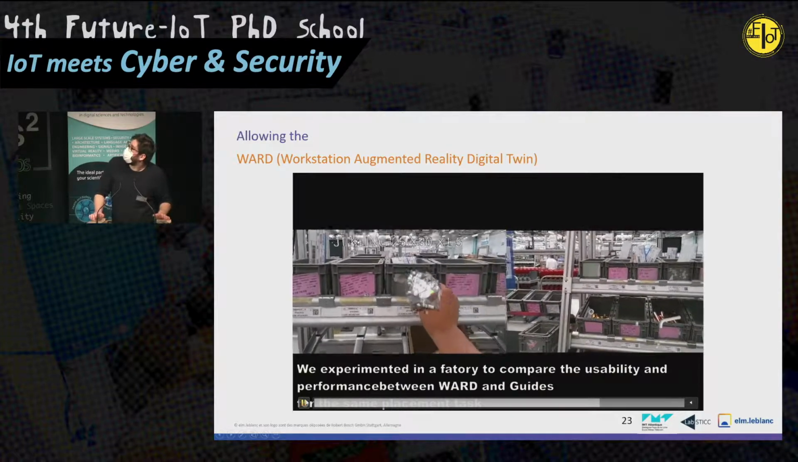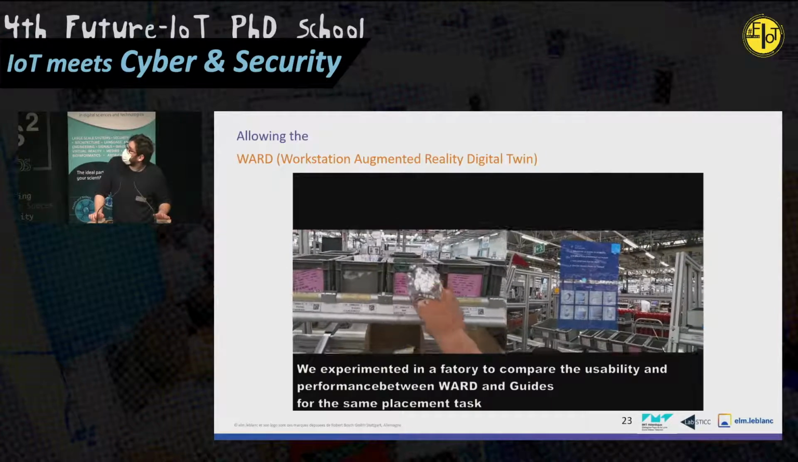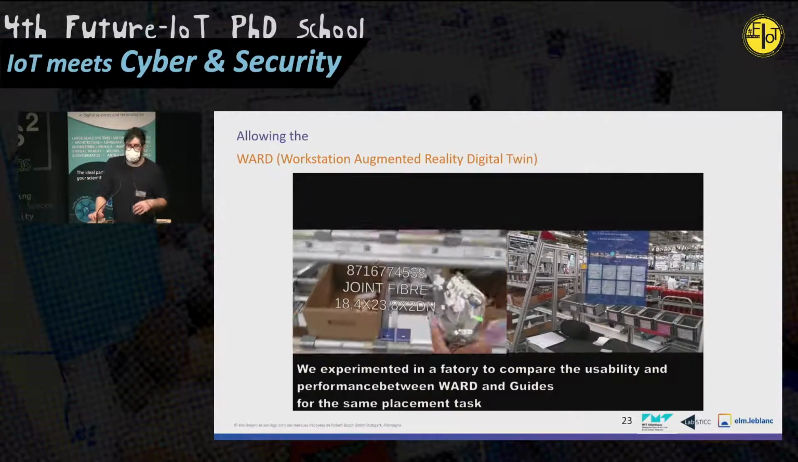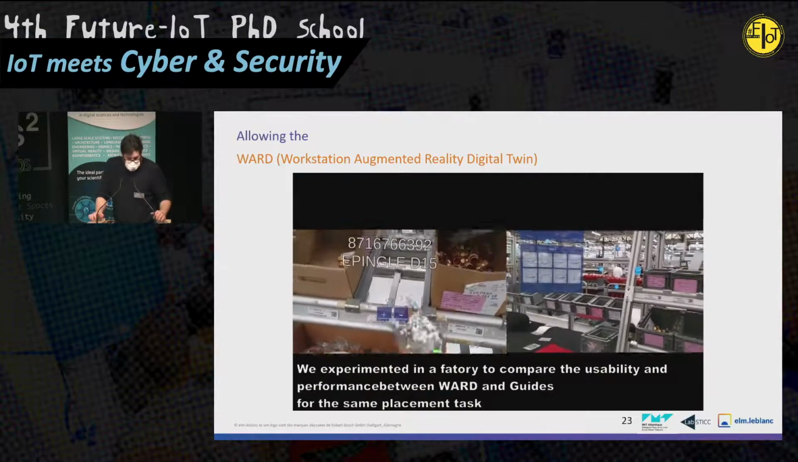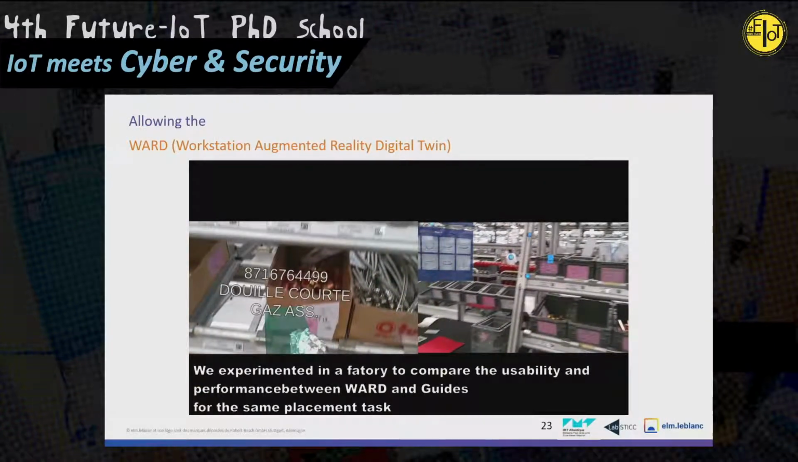You can see that it's much faster because we tried to make it as simple as possible, with as little information as possible, and we wanted the interactions to be as natural as possible.